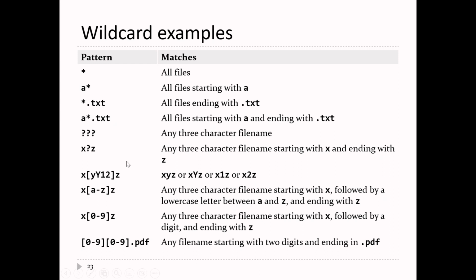Okay, what about the square brackets? So the square brackets let you list a set of characters. Right? The wildcard matching will match any one character inside the square brackets. Right? So X square bracket, y, capital Y, 1, 2, followed by a Z. Right? Matches X little y Z, right? Or X big Y Z, right? Or X1Z, or X2Z, right? It won't match XYYZ, for example, right? It only matches one of the characters, right?